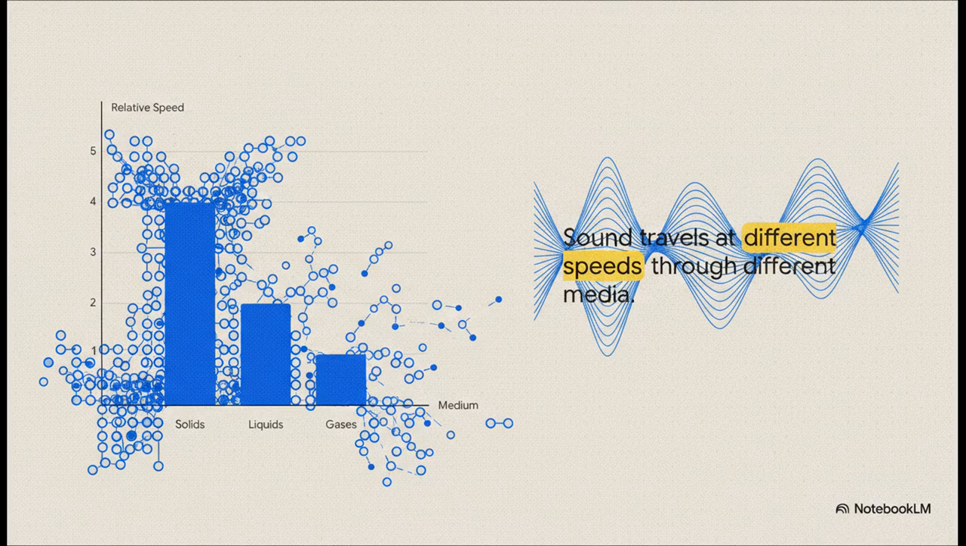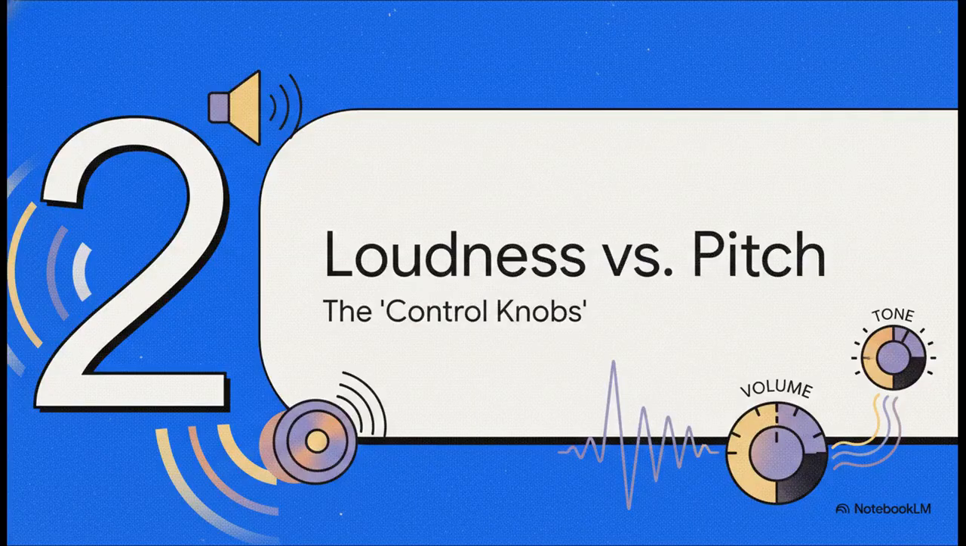And that answers our big question from the start. Light is way faster than sound, so you always see the lightning flash long before you hear the thunder. Cool, right? Okay, good job. We've got the basics down.